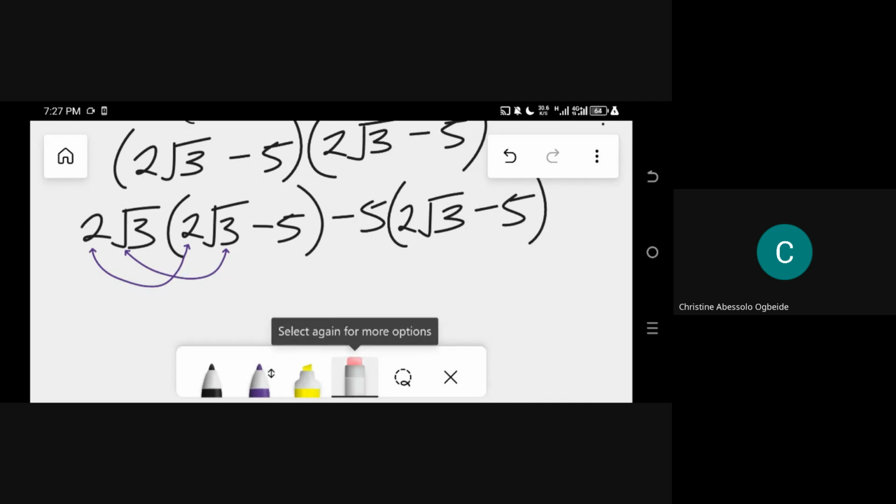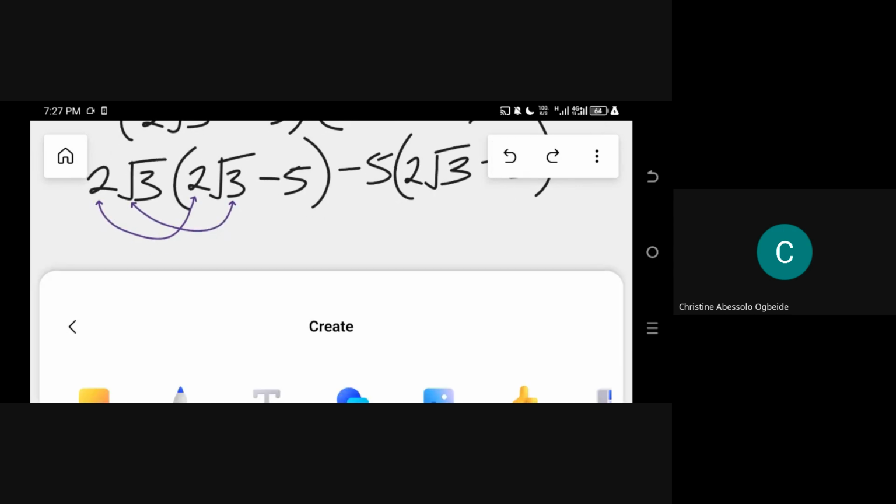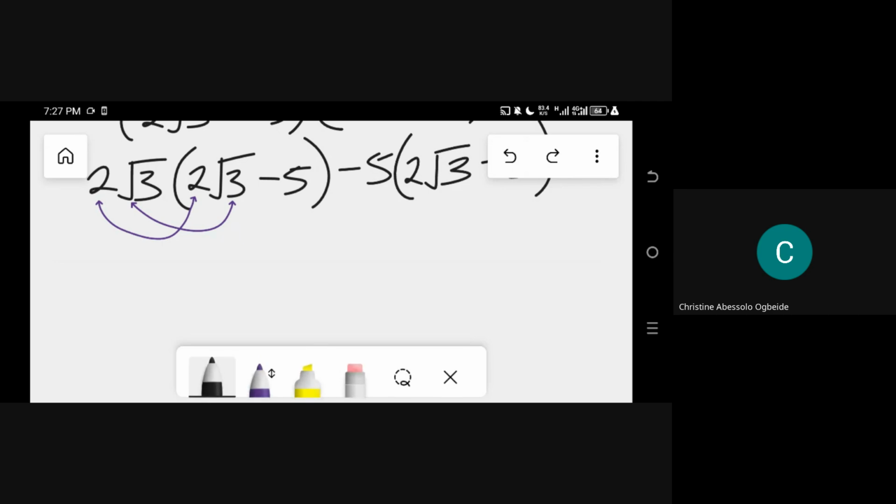So now, we'll have 2 multiplying 2. That's the first one we're multiplying. 2 root 3 times 2 root 3 would be 4 root 9. Does everybody understand how I got 4 root 9?